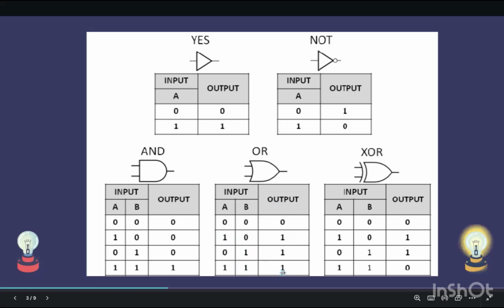The XOR gate outputs true only if the inputs are different. So we get 1 only in these two rows. And on the other ones, we get 0.